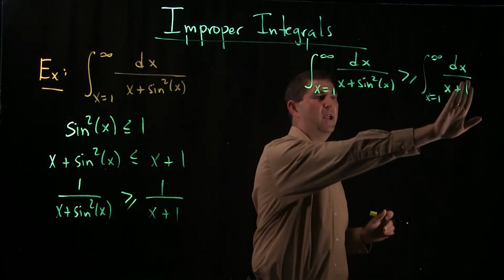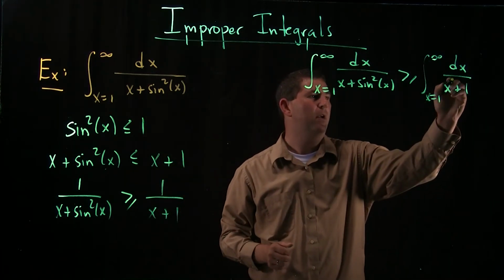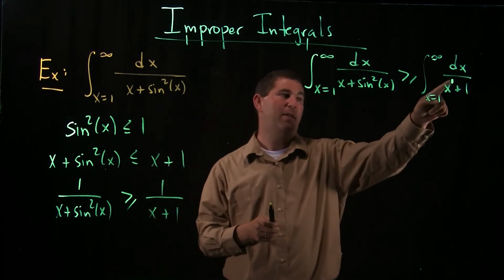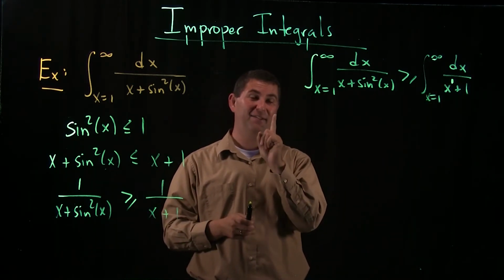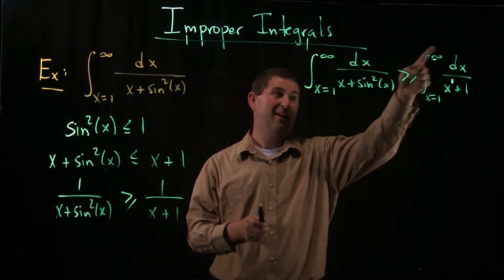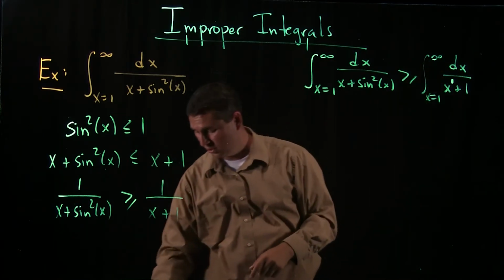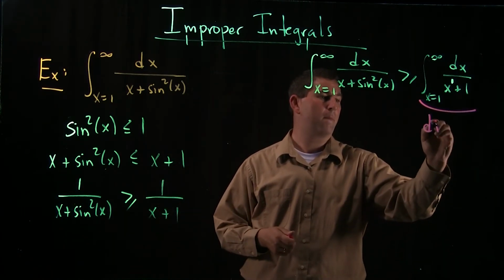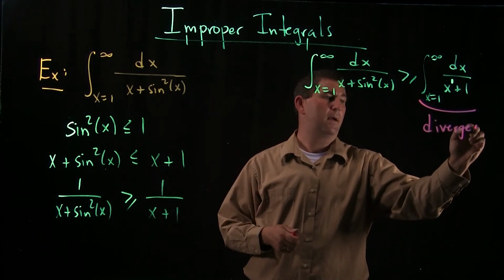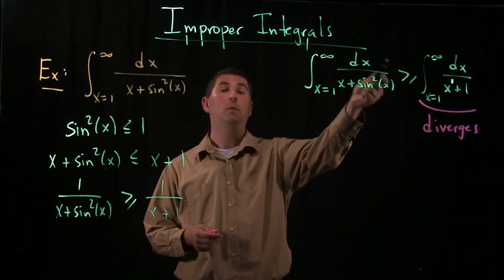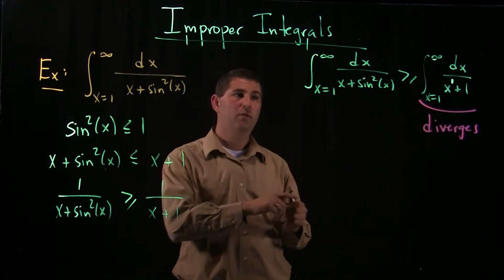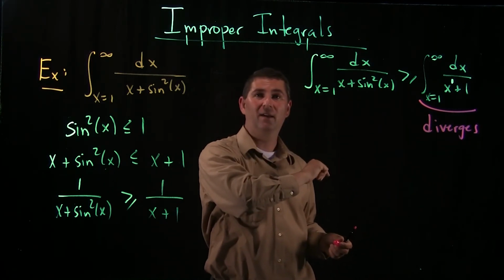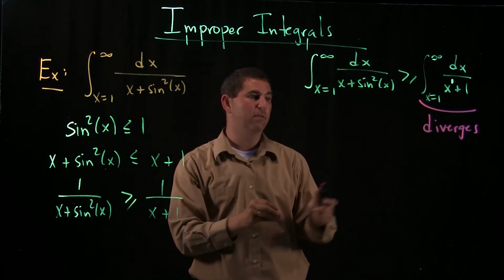Now, so if I ignore this plus 1, what's the power on the x? It's a 1. And the p-test says that when the power on that x is less than or equal to 1, then your integral is going to diverge. So this guy here diverges. Okay, what does that tell us about the integral we want to compute? Well, we know this integral is bigger than something which is blowing up to infinity. So this also must be blowing up to infinity.